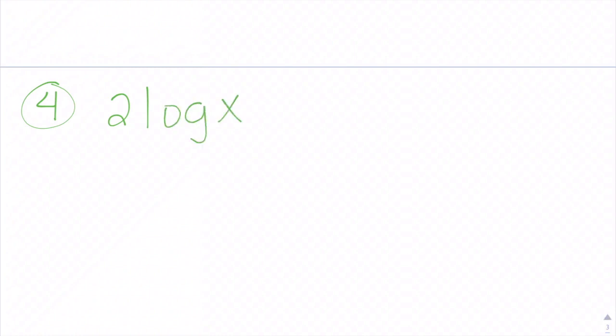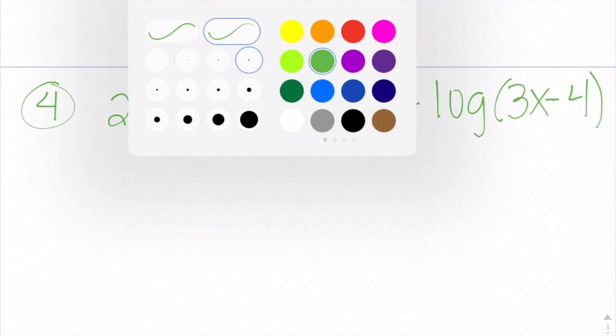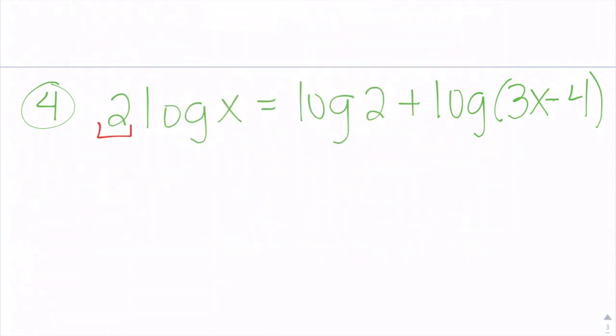And our last example, if we have 2 log of x equals log of 2 plus log of 3x minus 4. So we have a 2 here in front of our logarithmic term, and then over here we have 2 logarithmic terms, so we need to condense all of this.